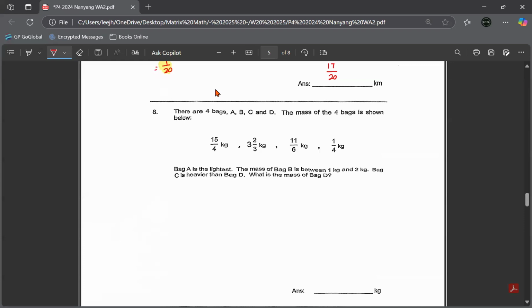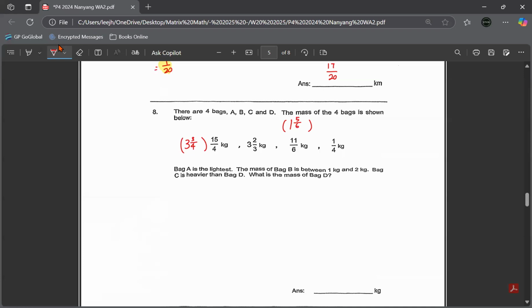So of course, we are going to express all the improper fractions as mixed numbers so that we can compare. 15 over 4, if you want to make it into a mixed number, it is actually 15 divided by 4. So this will be 3 wholes and 3/4 kg. Okay, 15 over 4 is 3 wholes and 3/4. This is 3 wholes and 2/3. 11 over 6, if you express it as a mixed number, it is 1 whole, 5 over 6.